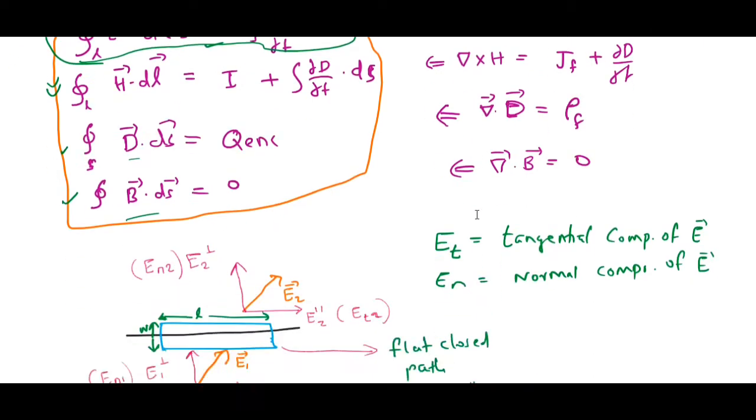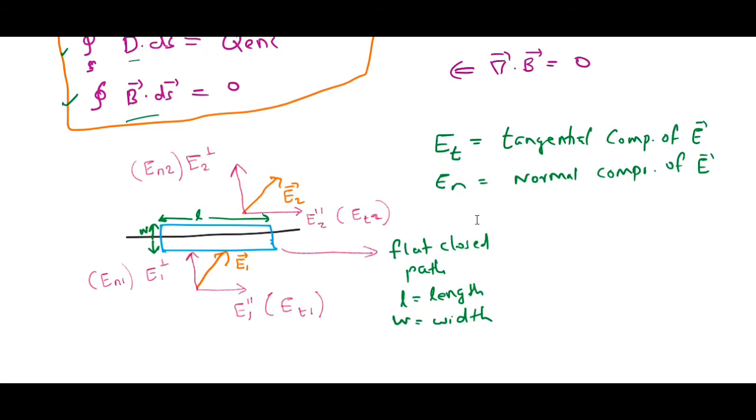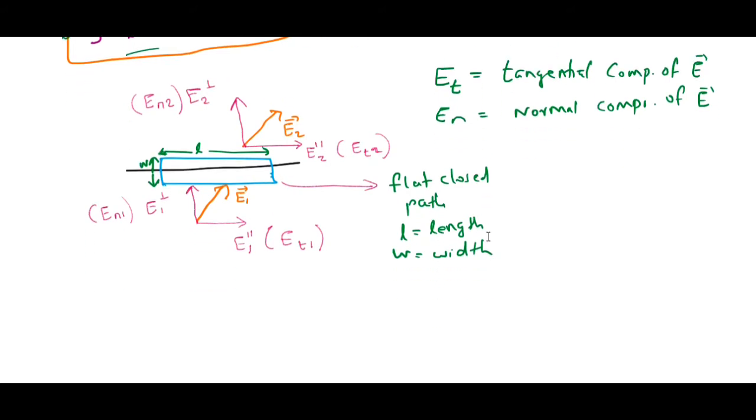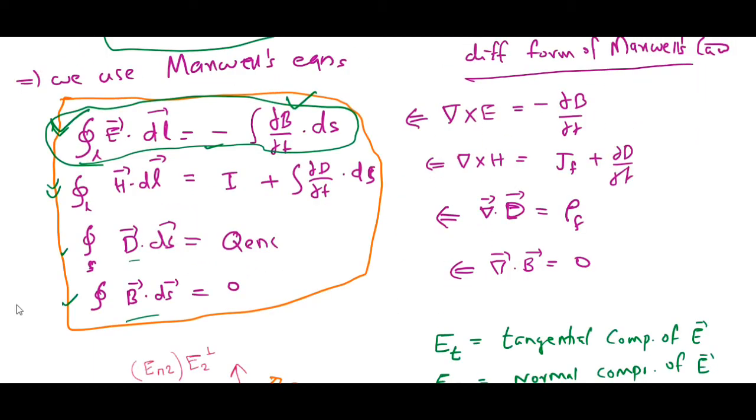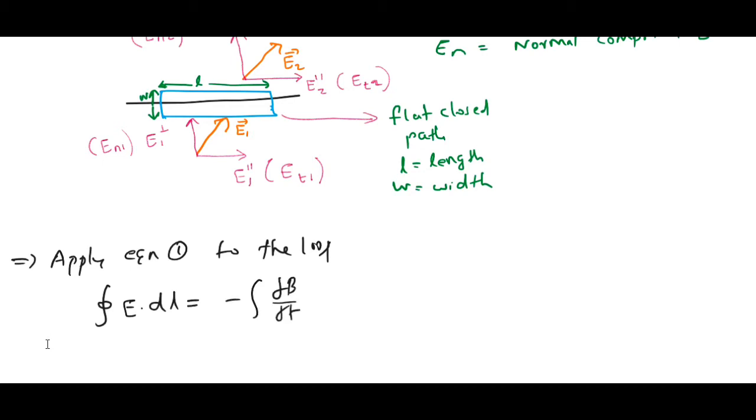this equation to this loop, because the line integral always demands tangential component. For the convenience of the explanation, I put a number to these equations. This is equation number 1, this is equation number 2, this is equation number 3, this is equation number 4. Apply equation 1 to the loop. That is E dot dl is equal to minus integration dou B by dou t dot ds.